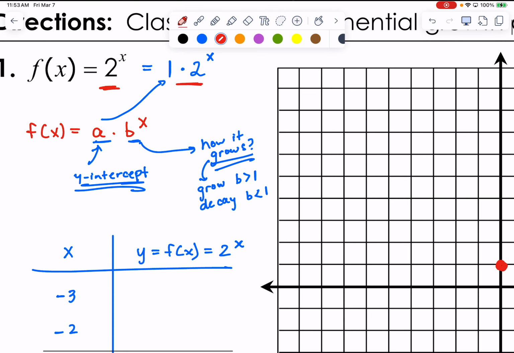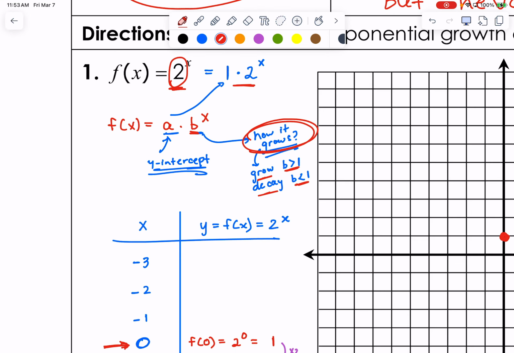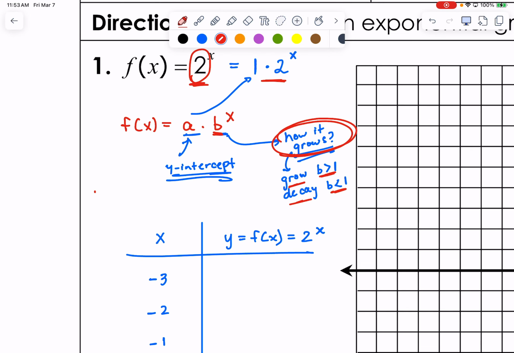And then we've got b to the x power, how it grows. If b is greater than 1, it's going to grow. If b is less than 1, it's going to be decay. So let's look at b. What is b in this problem? 2. So is b greater than 1? Yeah, b equals 2. So what would this be, growth or decay? Growth. This is a growth problem. Write that down. This is a growth problem because the base is bigger than 1.